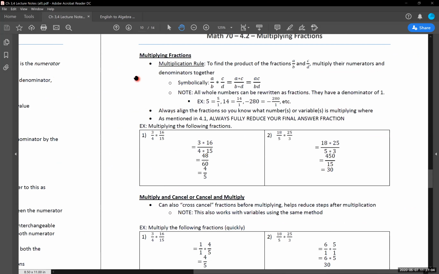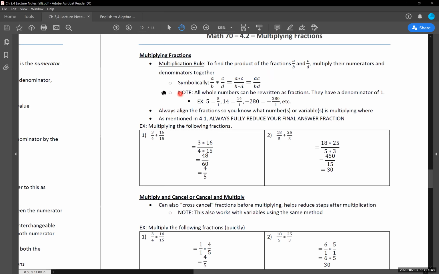So when we are multiplying fractions, we have our multiplication rule, and this dictates everything that we can or can't do with this. To find the product of the fractions a over b and c over d, multiply the numerators and denominators together. Symbolically, this looks like a over b times c over d, and all I'm going to do when I am multiplying fractions is multiply straight across. A times c, just like we get here, and b times d, just like we get here. So this is unique specifically to multiplication only. We only multiply straight across as we are going through and simplifying these things.